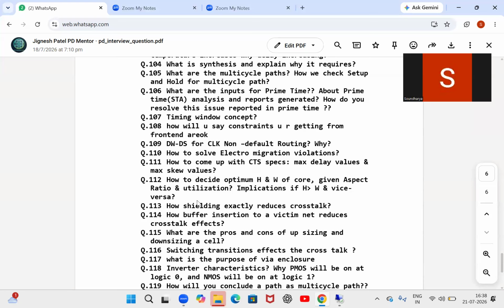How to decide the optimum height and width of the core? Generally, utilization should be around 60%, so that we leave 40% space for routing. And how to decide the optimum? Okay, we see it needs to be given aspect ratio and utilization. That means utilization, let's say, is fixed. But how will you decide your aspect ratio?